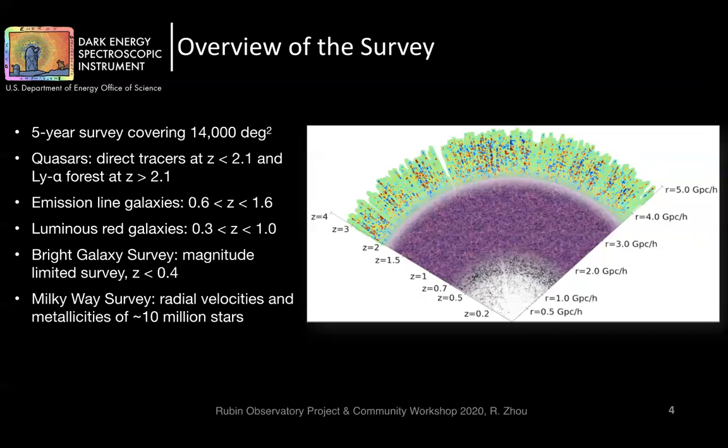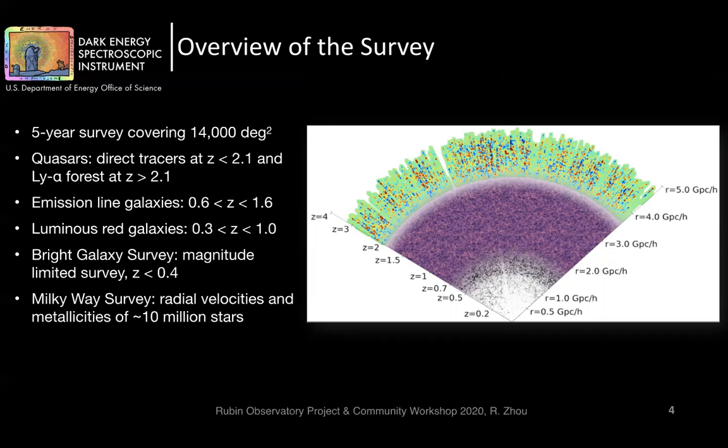The DESI survey will be conducted over a span of 5 years, covering an area of about 14,000 square degrees. There are 4 target classes in the DESI redshift survey. At the highest redshift are the quasars. Below redshift 2.1, the quasars will be used directly as tracers of matter, and above redshift 2.1, they'll be used for Lyman alpha measurements.